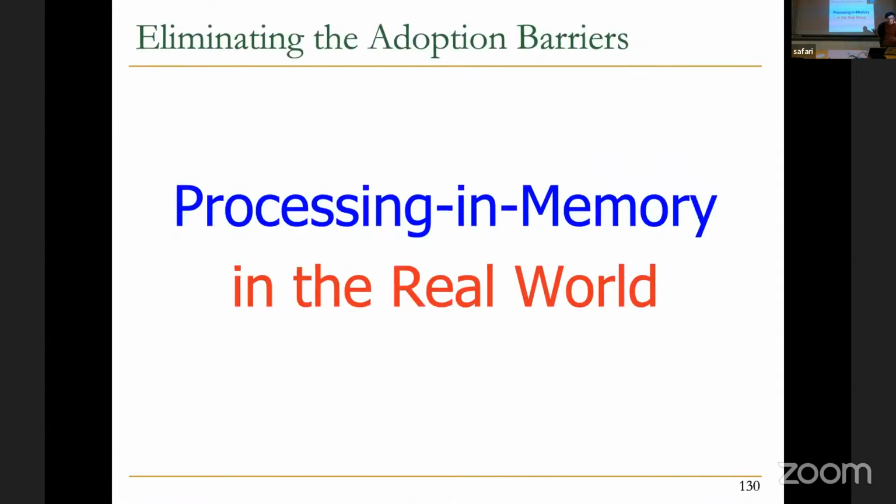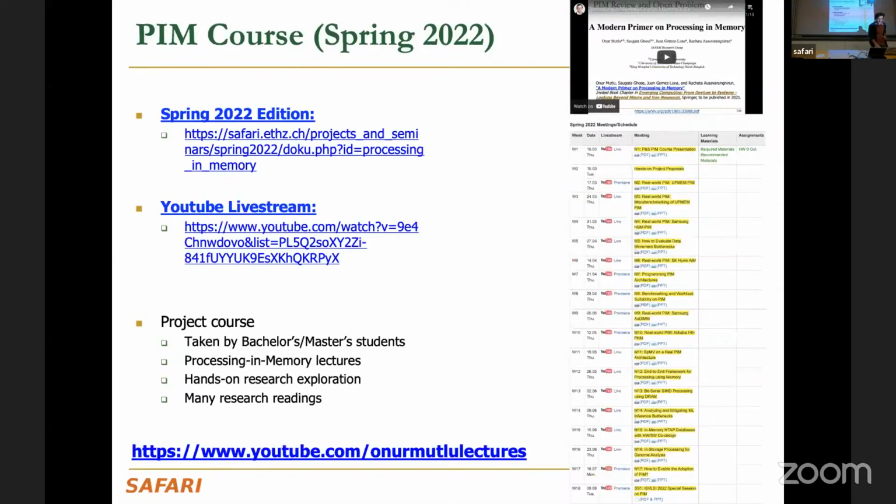So this is processing in memory in the real world, and it's something that we cover in our courses. For example, in this PIM course that we offer every semester, and here you have links to the Spring 2022 edition. There are lectures about the AppMem architecture, Samsung proposals, Alibaba, SK Hynix, etc., and then even more. The last lectures are about academic research proposals from our group.